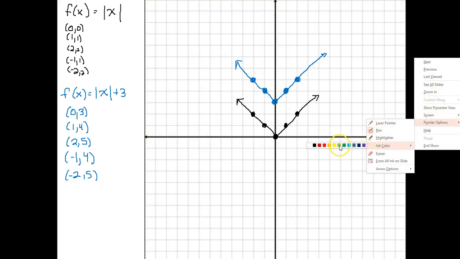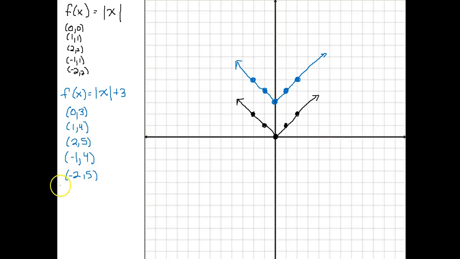Okay, now let's change the color. How about we do orange? Promise I'm not a Florida Gator fan, just seemed like a nice contrasting color. All right, let's do this again, but let's do f of x equals absolute value of x minus 2.